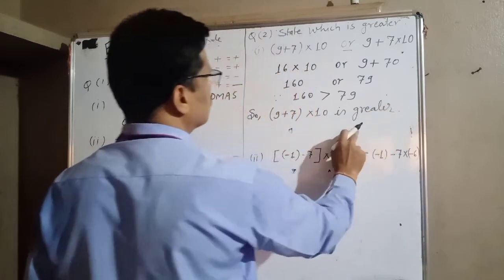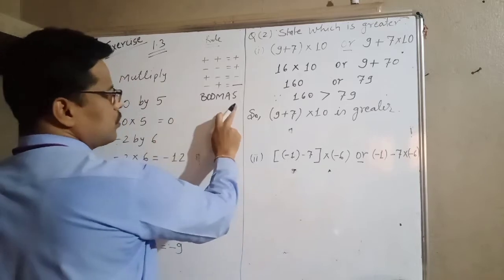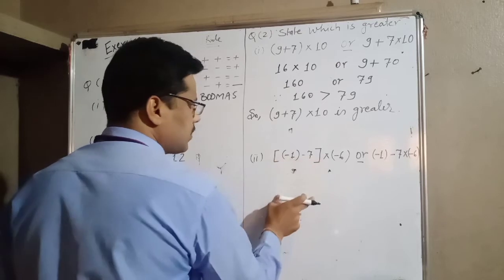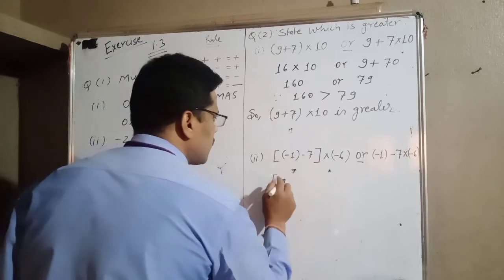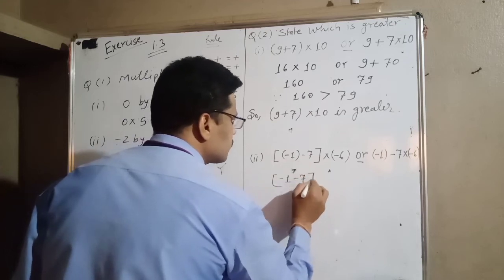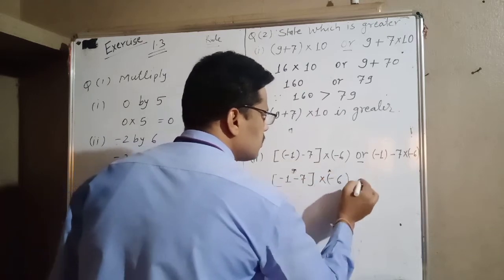Now second number. Here also we have to follow a rule. Which rule we have to follow? Bottommost. A bracket is there, so first we have to solve the bracket. So we are solving the bracket. Here minus, outside plus, plus minus is minus. We can write here minus 1, this minus 7, into minus 6 will come as it is.